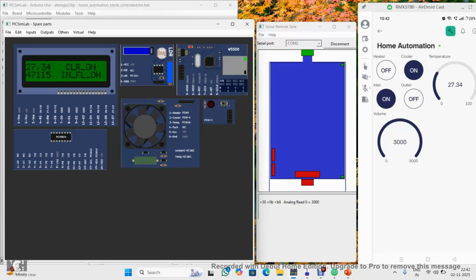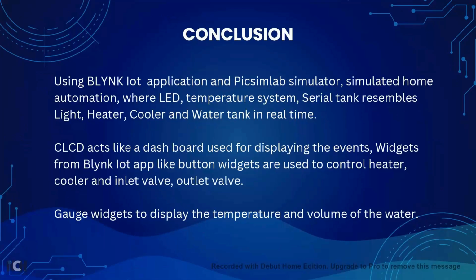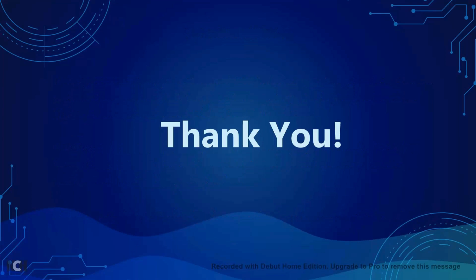So this is our project implementation. Hope you understand about this. In conclusion, using the Blink IoT application and the PICSimlab simulator, we simulated home automation where the LED, temperature system, and serial tank resemble light, heater, cooler and water tank in real time. The CLCD acts like a dashboard for displaying the events. Widgets from the Blink IoT app like button widgets are used to control the heater, cooler, inlet valve and outlet valve, and gauge widgets display the temperature and volume of the water.